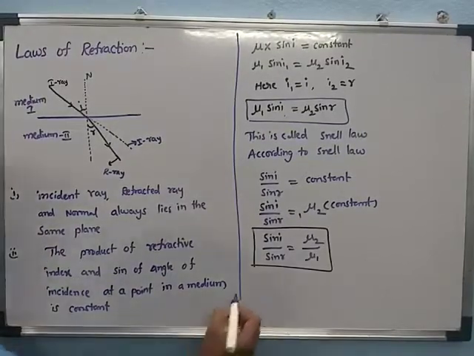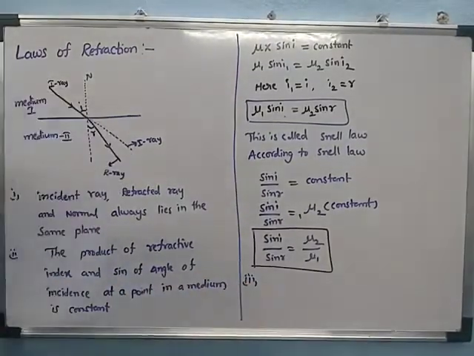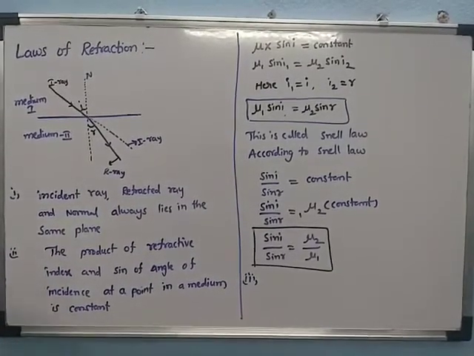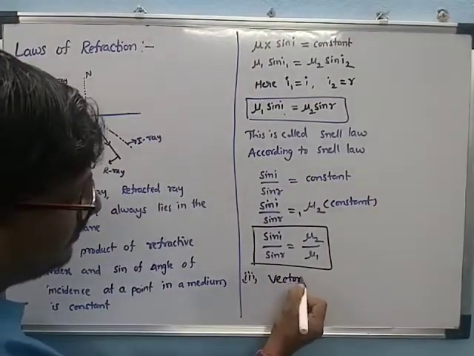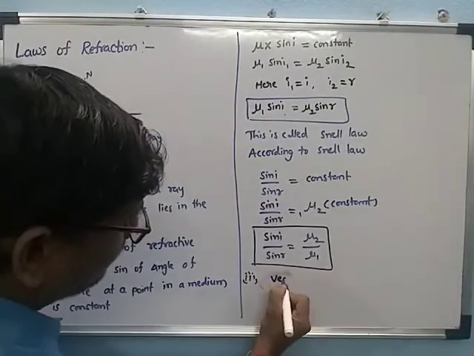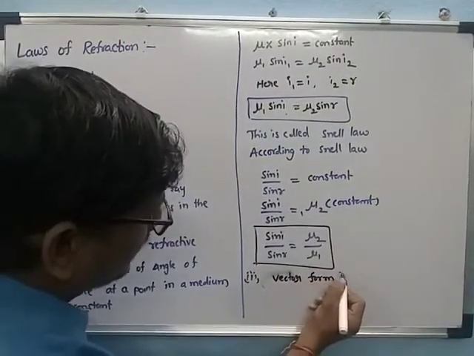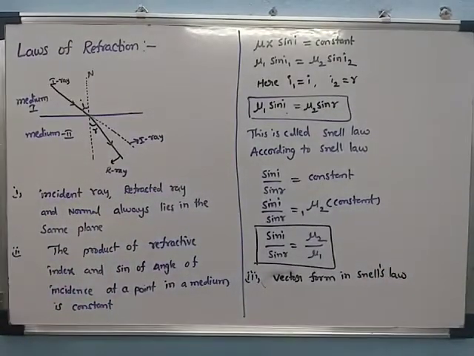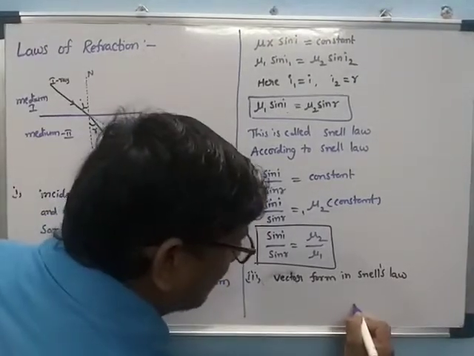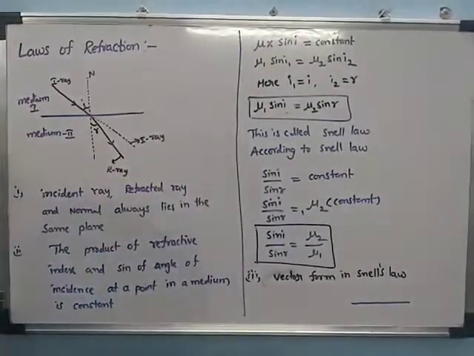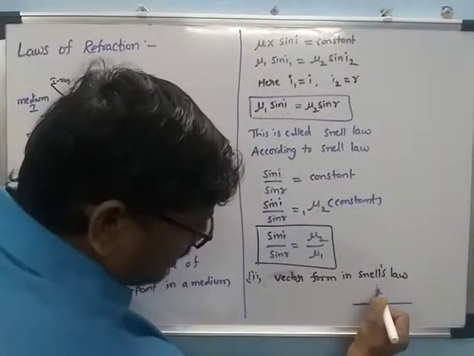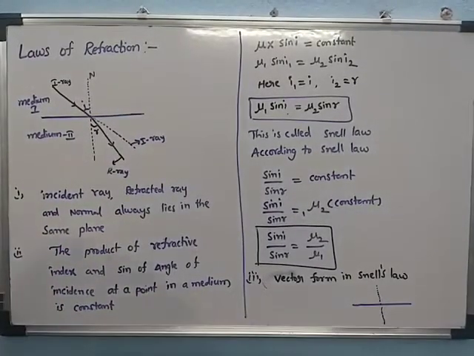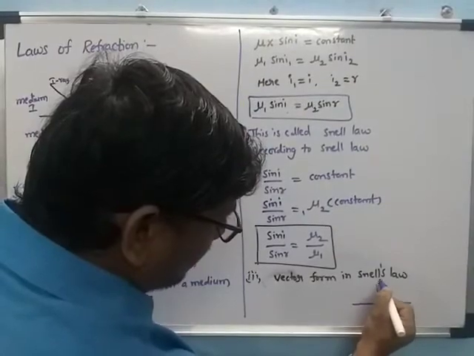Now we discuss the third point: writing Snell's law in vector form. Here, let us consider the surface of separation of two mediums. Now we consider the normal, which is denoted by n cap.